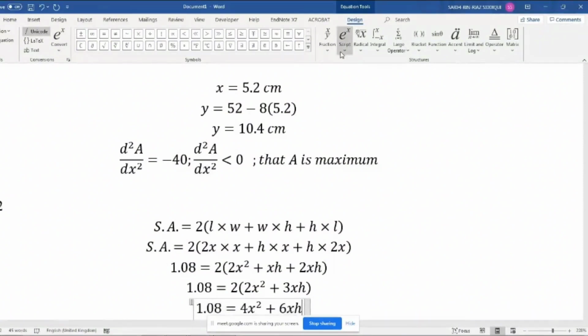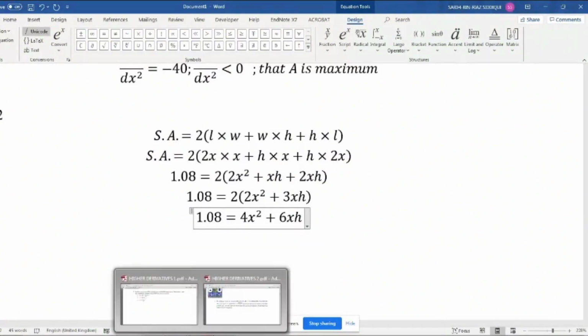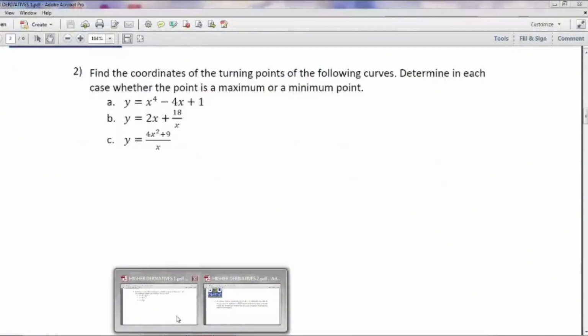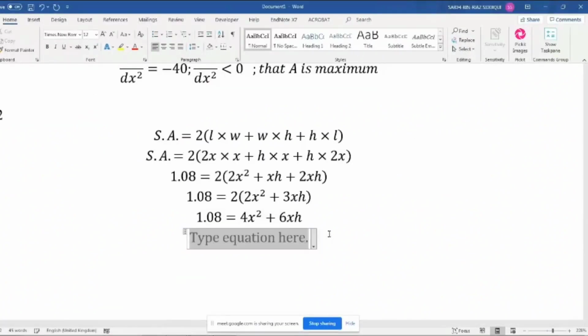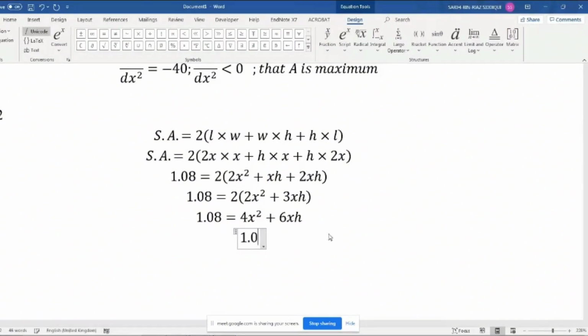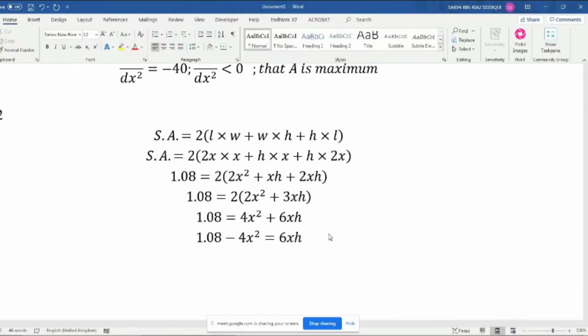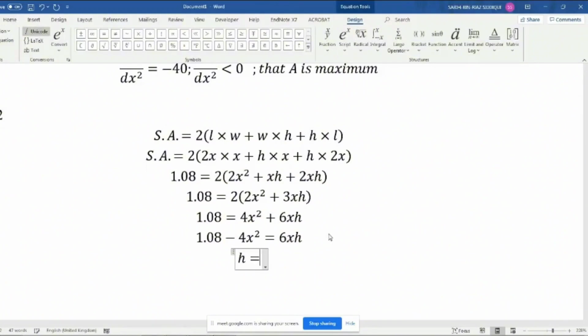Right, class? Yes, sir. And what does the question say? It says make h the subject of the formula. So what do you get? 1.08 minus 4x square is equals to 6xh. If you want to make h the subject of the formula, simply you will get 1.08 minus 4x square.